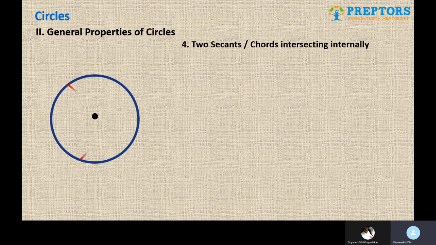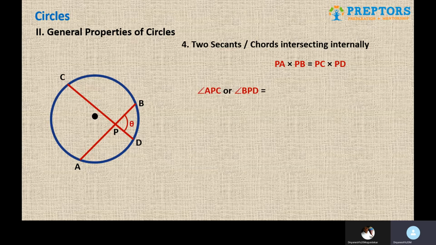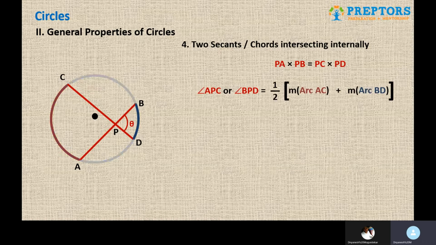The next theorem is two secants intersecting internally, and obviously when the secants intersect internally it becomes a chord. So something like this. Again the same relation, PA into PB is PC into PD. Here again you are finding angle APC, or now you can call it angle BPT, because they are vertically opposite, so they will be the same. It is given by a similar formula, half into measure of arc AC plus measure of arc BD. Instead of minus it is plus now.